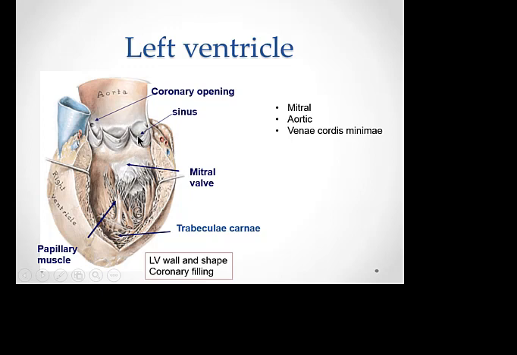So the aortic is also a semilunar opening. The left ventricular wall is much thicker because the right ventricle pushes blood through the pulmonary artery to go to the lungs. Lungs are very close by. Left ventricle pushes blood to go to the aorta, which has to go to the whole body. So the wall of the ventricle has to be very thick so that it can push it. So the myocardium is three times thicker. So very, very thick wall.